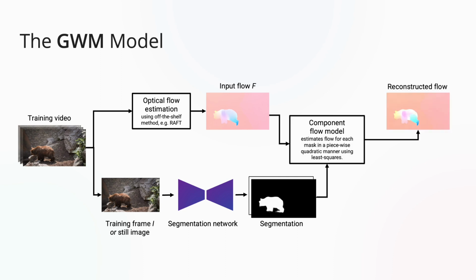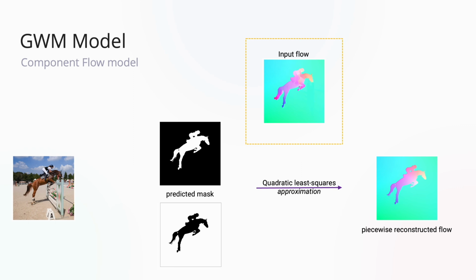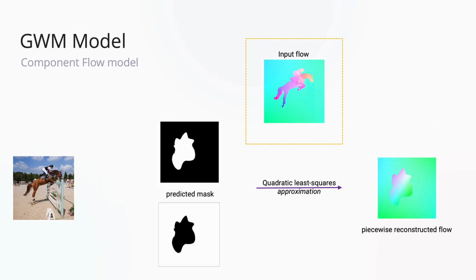The component flow model takes as input the predicted masks and reconstructs the input flow F using a quadratic piecewise model with the least squares solution. The network is trained to minimize the residual error between the input flow and the reconstructed flow. The idea is that for the flow patterns to be explained well by the simple quadratic model, the masks should roughly correspond to the independent objects.